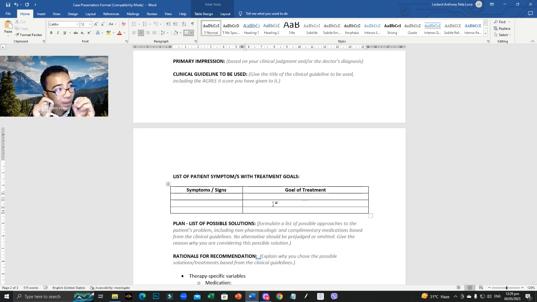Now class, I'll be looking closely at this one, right? When grading your paper. Kasi dito ko makikita kung naiintindihan nyo ba talagang case niyo o hindi. Alright?